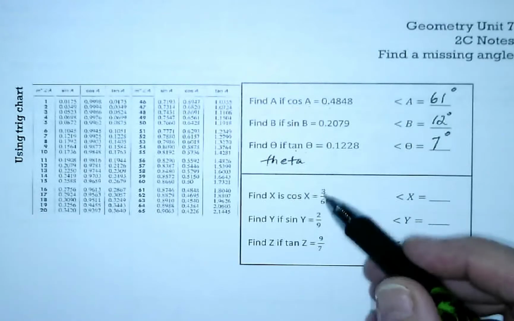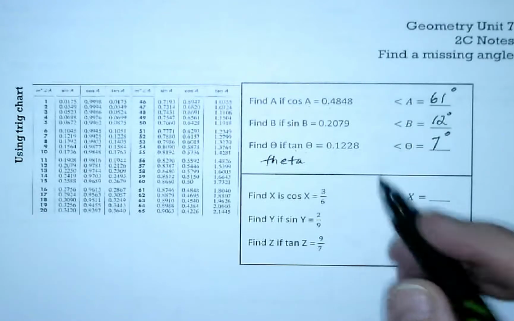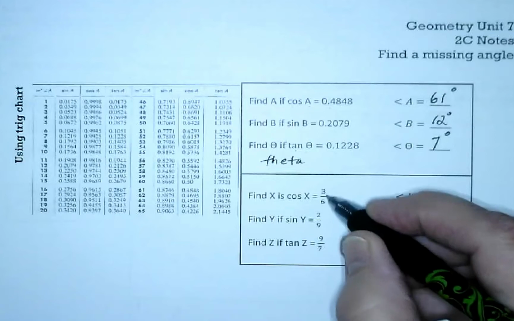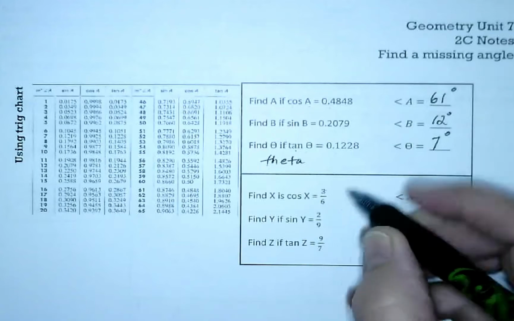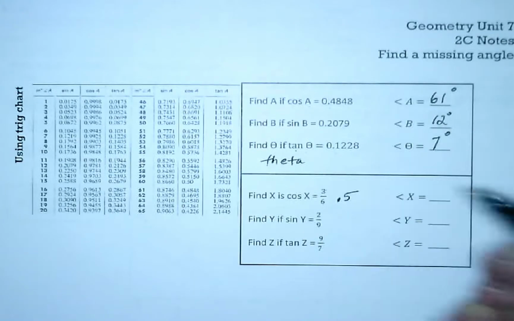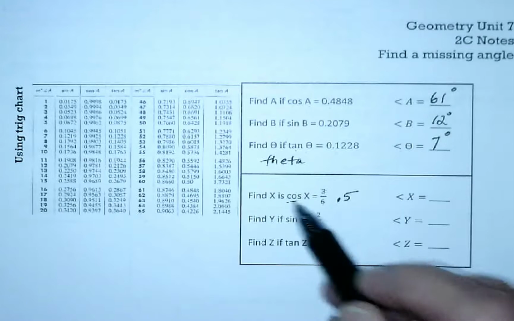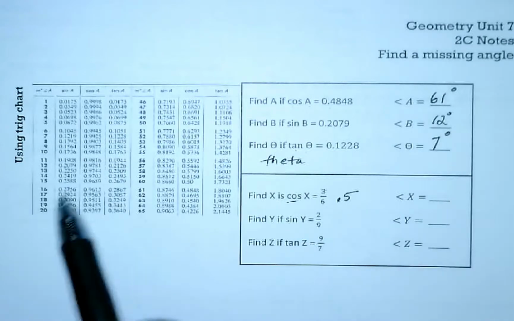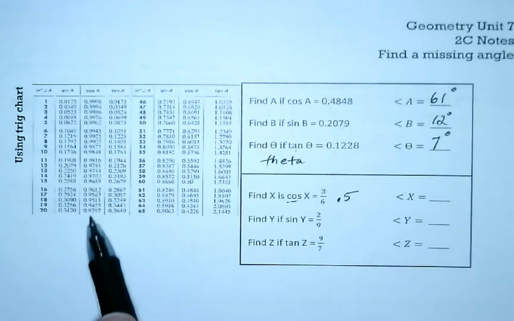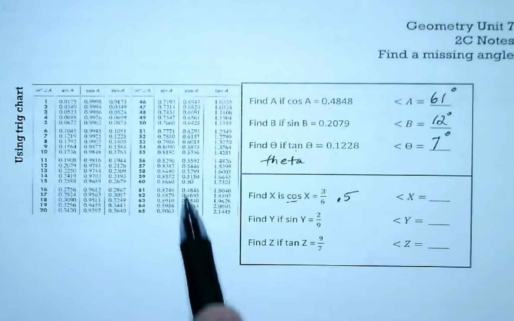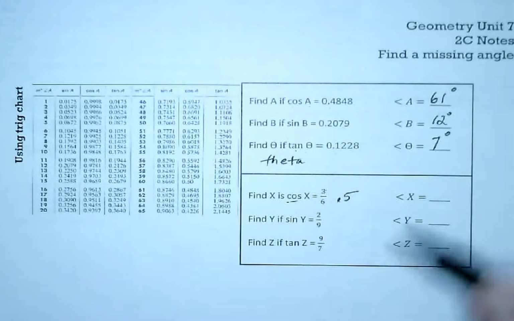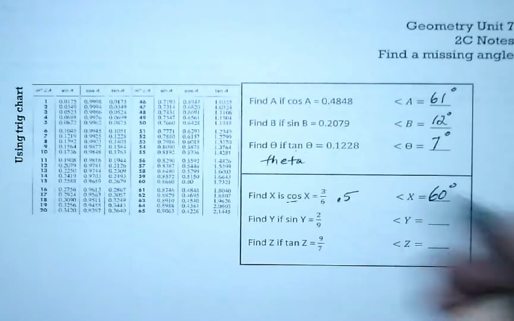If I know the ratio, such as this, it's pretty easy to find the decimal. 3 divided by 6 is 0.5. So under cosine, I look for 0.5, and it's right here. That's going to be 60 degrees for that angle.